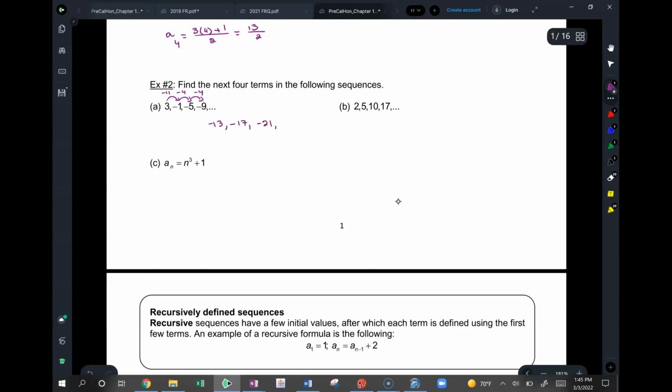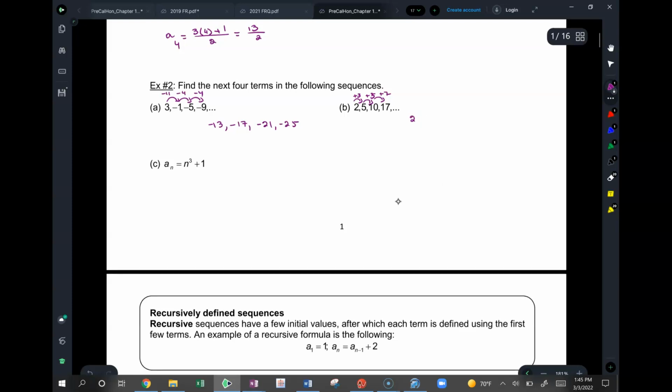Yeah, negative 21 and 25. Negative 25. Okay, what about this one? Plus 3. Oh, plus 5. Oh, then it's plus 7. Look at that pattern. So you're just adding the next odd number, right? So then it will be plus 9. It's 26. What's the next one? Yep, and then comma 50 and 65. Okay, awesome.